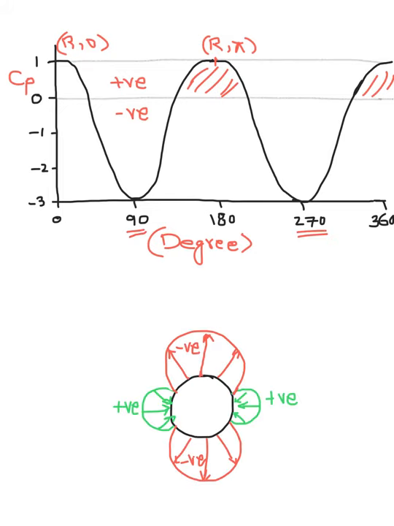Furthermore, I have represented the pressure distribution onto a circular cylinder also, and you can see here the negative values are at the upper and lower portions, and the positive pressures are at the front and the rear portion of the cylinder.